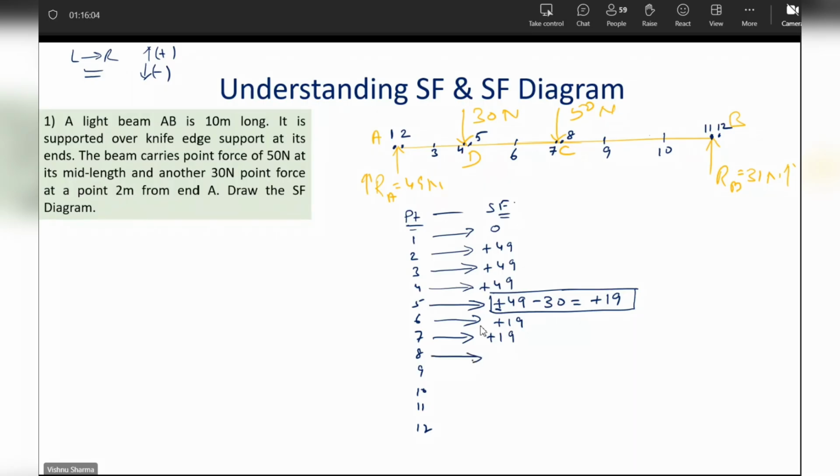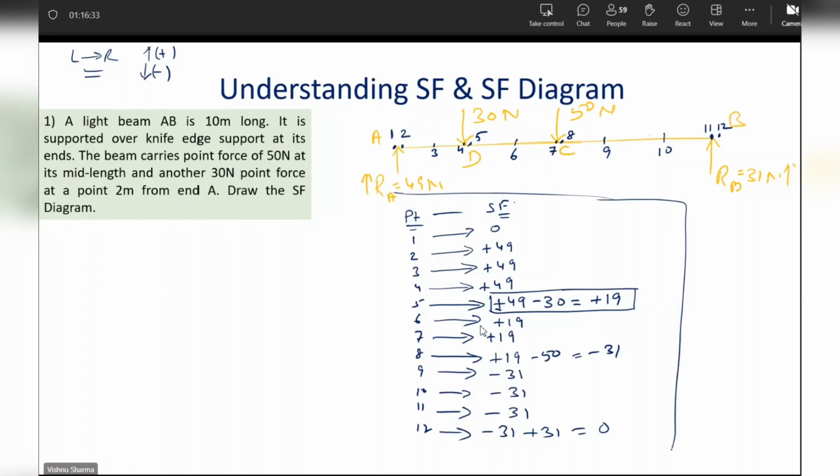What would be at point 8? Minus 30. Minus 31. Okay, that is plus 19 minus 50, which is minus 31. At 9, I'm sure minus 31. At 10, minus 31. At 11, minus 31. At 12, how much would it be? 0, sir. Minus 31 plus 31 becoming 0.